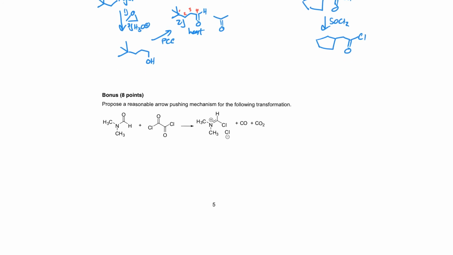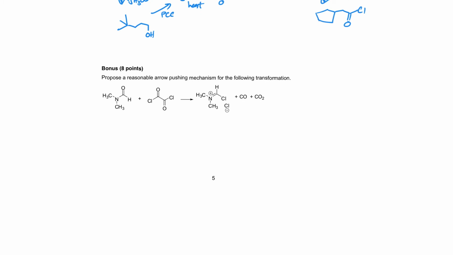Let's take a look at the bonus. Here we're asked to propose a reasonable arrow pushing mechanism for the following transformation. I believe this is called a Vilsmeier salt. So how do we do this? We're going to make CO, we're going to make CO2. We've got the 2 chlorides here. We make an N cation, so we make an ammonium cation.